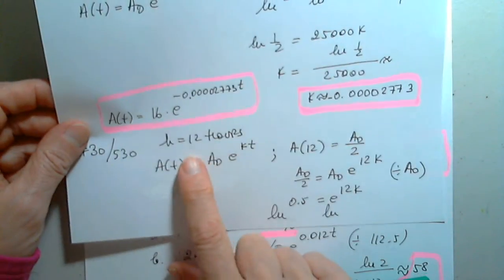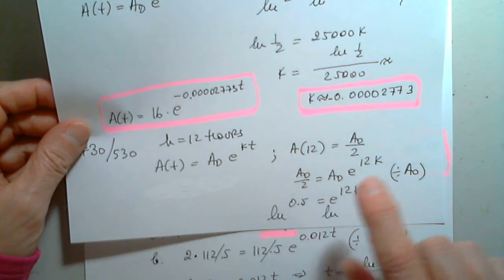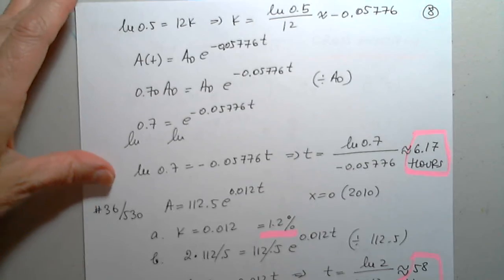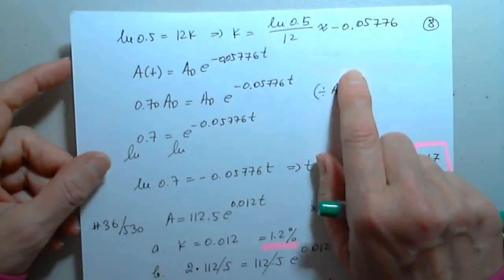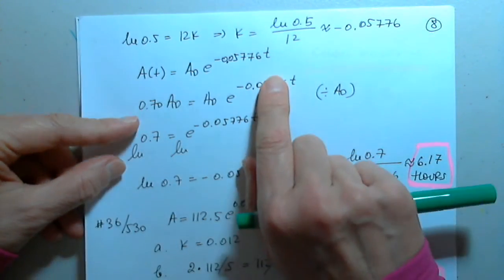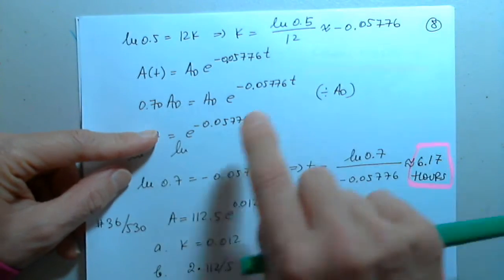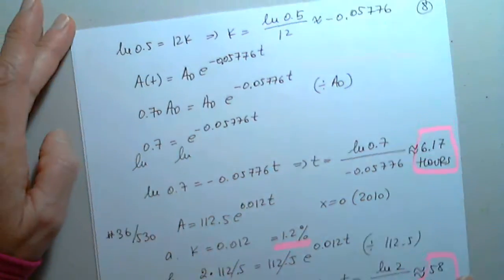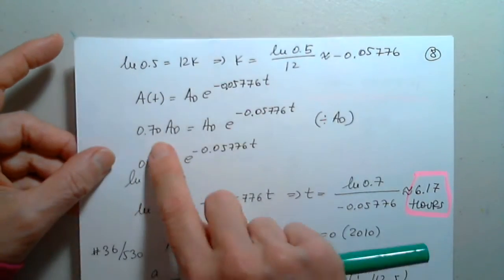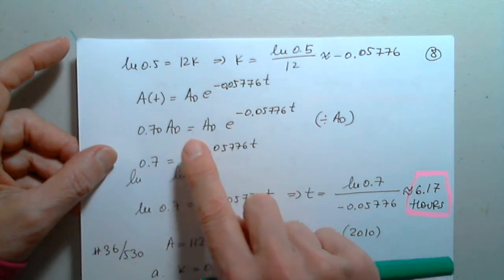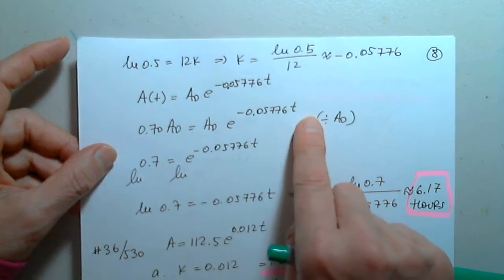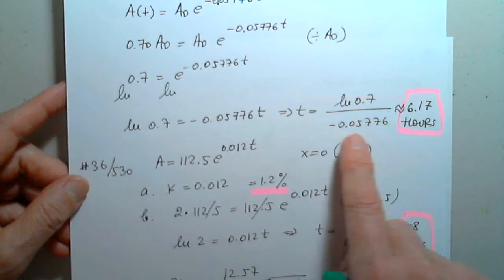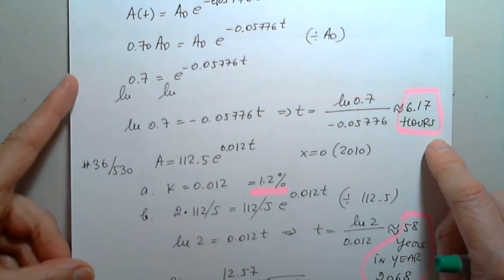The half-life here for the aspirin is 12 hours. Again, you can determine the constant using the formula or just follow what I did here. And then you plug it in, and we are told how long it takes to get to 70% of the original. So I put 70% of A0 equals A0, the original, times this. I divided both sides by A0, and then I applied natural log, and I got 6.17 hours.